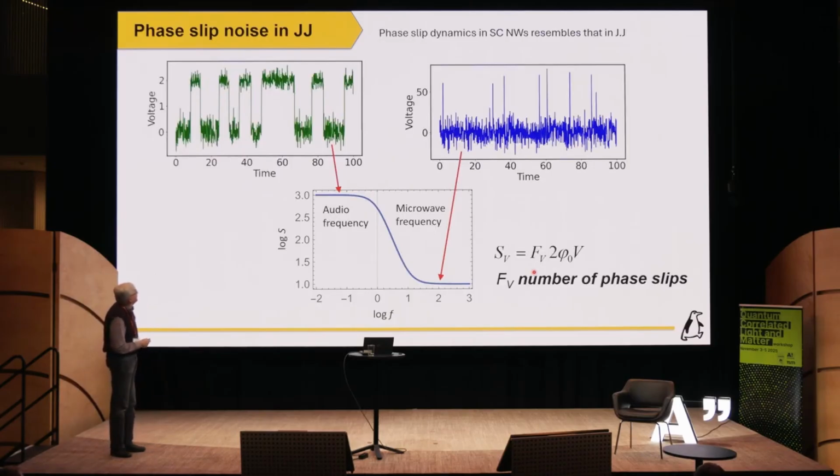So the expectation is that if you look at the frequency-dependent noise, so here if you take the log of your noise and plot it as a function of log frequency, then you have the switching noise at low frequencies, and then at high frequencies you have the shot noise.